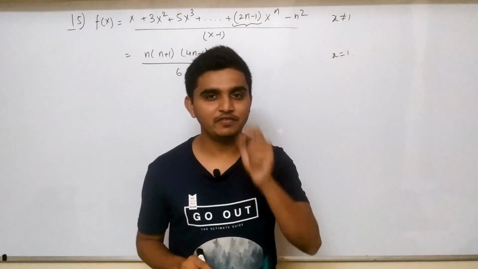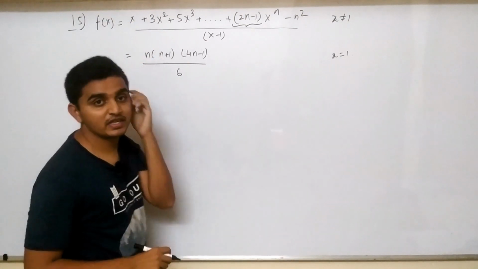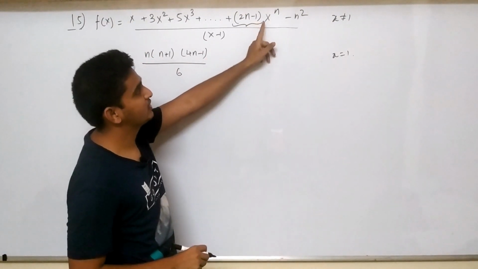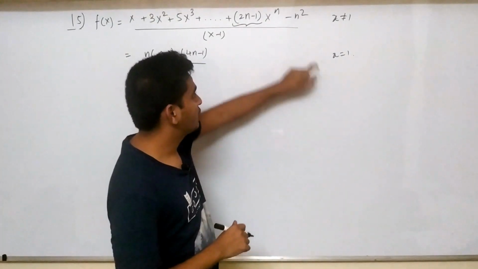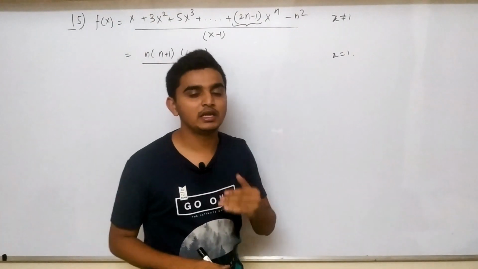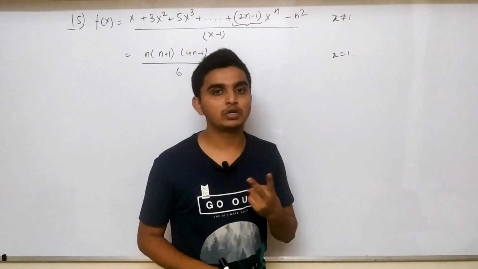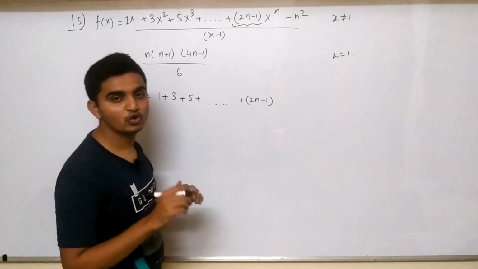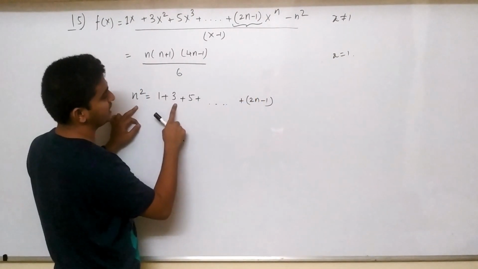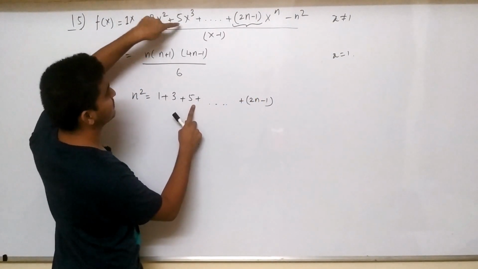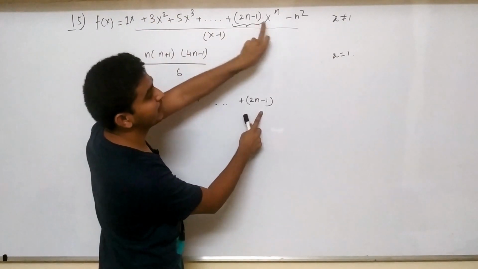So now we will see the 15th problem. Well, x plus 3x square plus 5x cube and so on until 2n minus 1 times x raised to n is very easy to understand. But what is this minus n square? It necessarily means that if there are 2 terms, it will be minus 4. So what we can see is n square is equal to 1 plus 3 plus 5, so on till 2n minus 1.